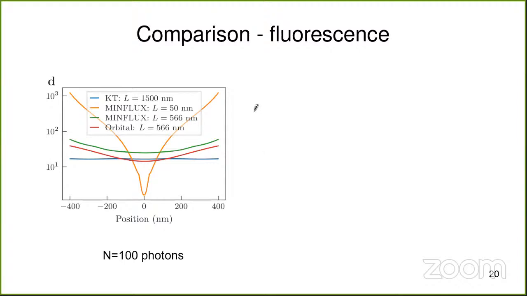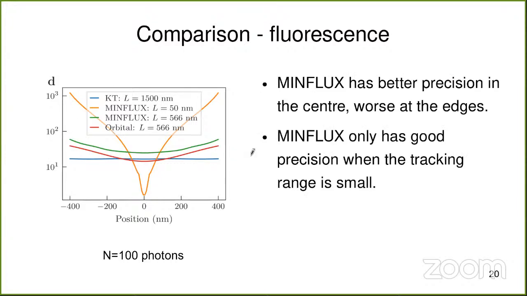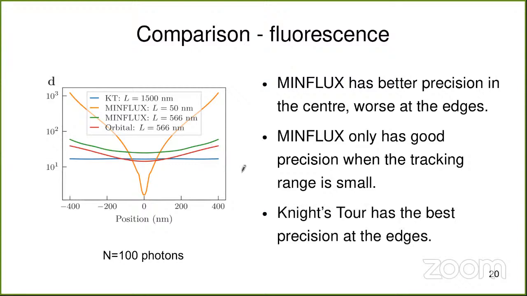So here we have a comparison of all three different methods. What we see is that min-flux has the best precision in the center by a lot, but at the edges, the precision of min-flux is really bad. And also, min-flux has only a good precision when the tracking area is made very small. When you have, as in green, the tracking area the same size as the orbital method, min-flux actually performs worse. And then we see at the edges of the scanning area, the Knight-Stuart method has the best precision.